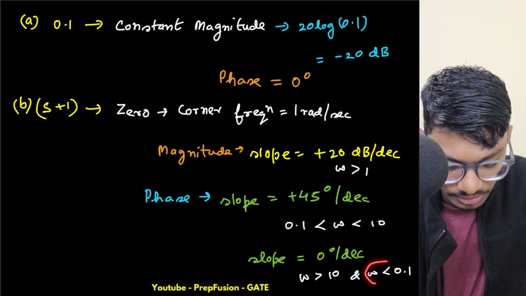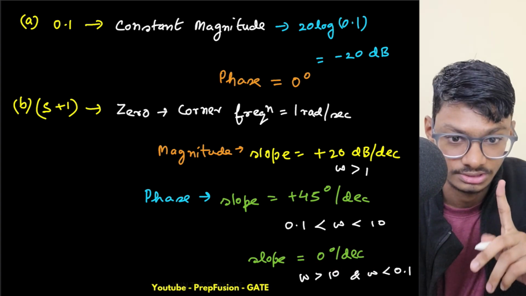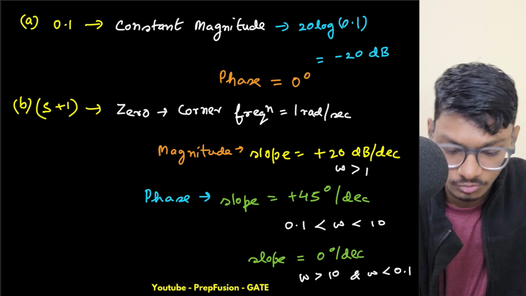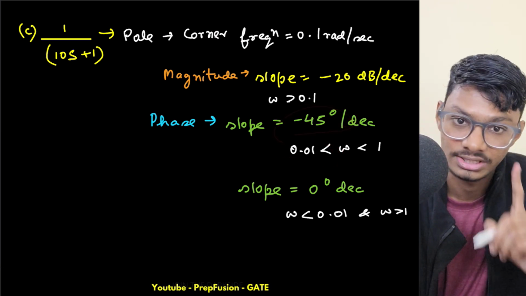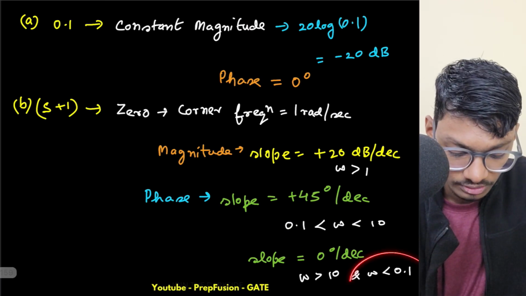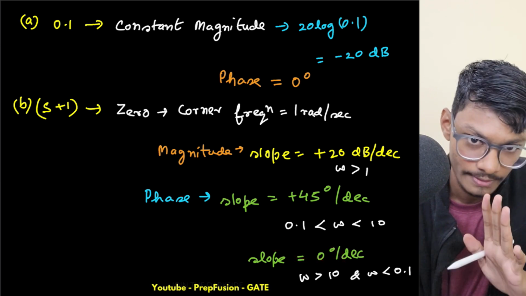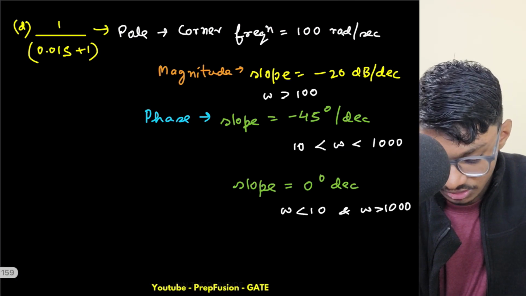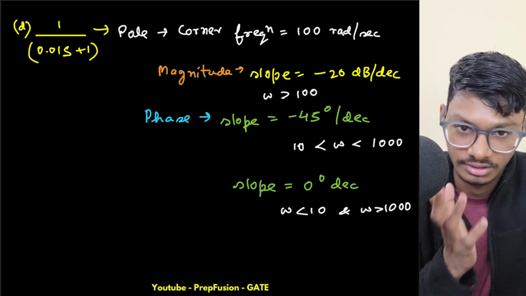Before 0.1, it is contributing 0 degree per decade. So what is present? Only one pole is present between 0.001 and 0.1, because just after 0.001 this is contributing minus 45 degree per decade slope, and just before 0.1 this is contributing 0 degree per decade slope. Here you can also understand this is contributing 0 before 10. So like this it also satisfies the 0.1 condition.